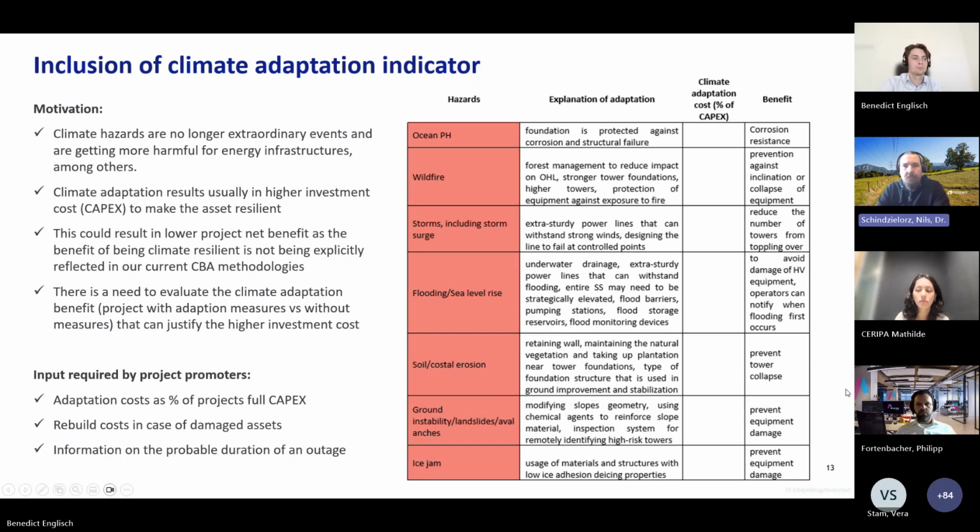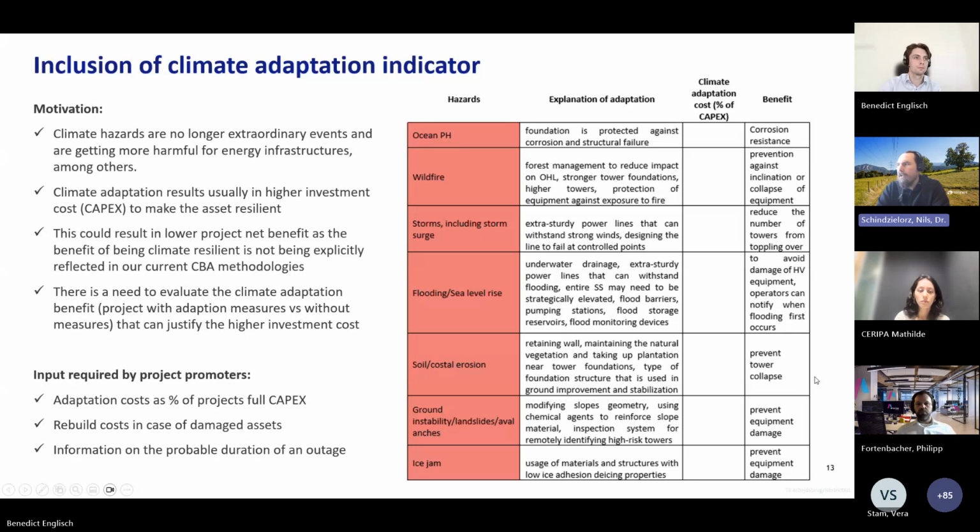project promoters, asking them to put in here for these specific hazards, the fraction of the capex that is coming along with this adaptation. And we have restricted it to these kind of major and main climate hazards. There are, of course, more, and we could have an even longer table on this, but these are the ones that we would like to focus on in this round of the TYNDP. And you see also a short explanation and the benefit that might be coming out of this. This is also in the implementation guideline itself, so you can have a look at this.